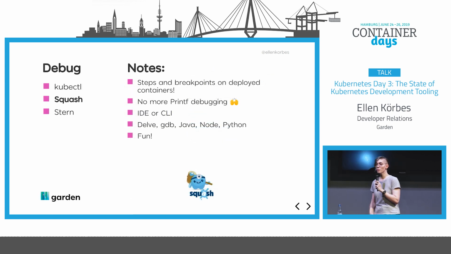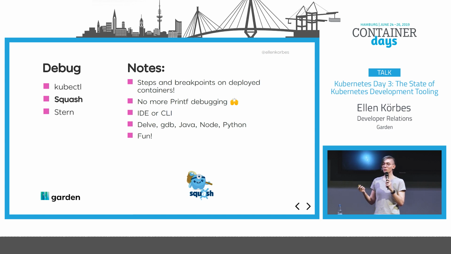So let's look at something a bit more fancy, Squash. Squash allows you to attach a debugger to a running container. A debugger, I mean GDB, Delve, the node debugger, whatever it's called, and those things.